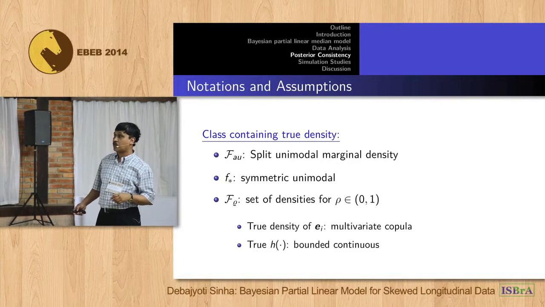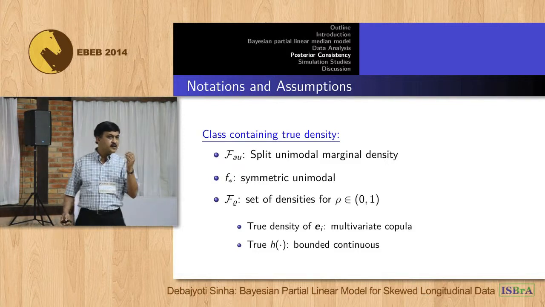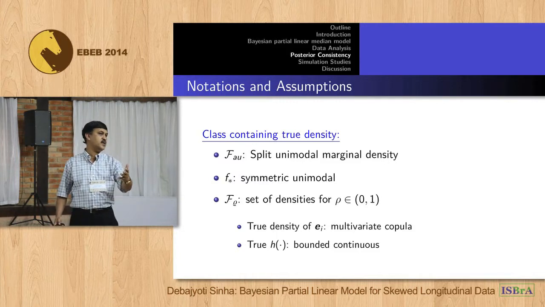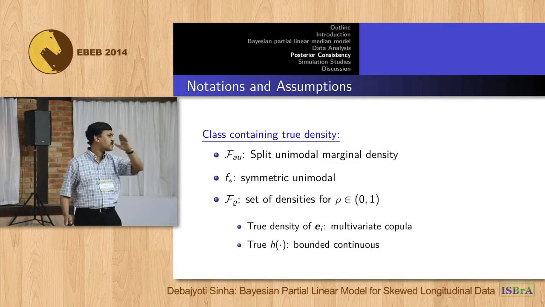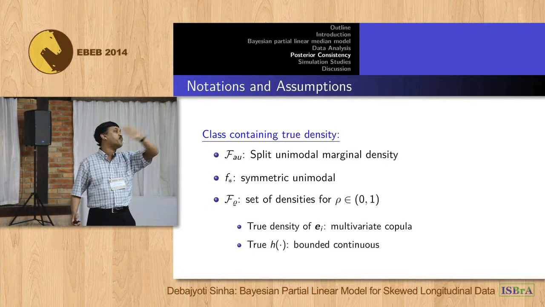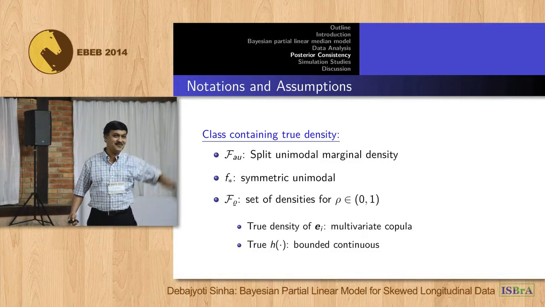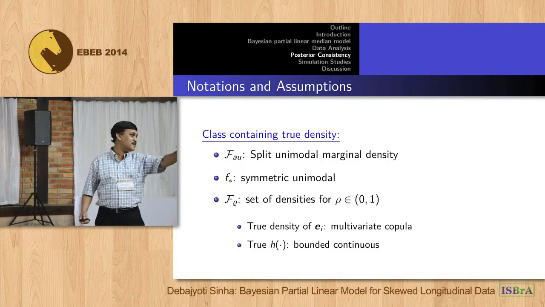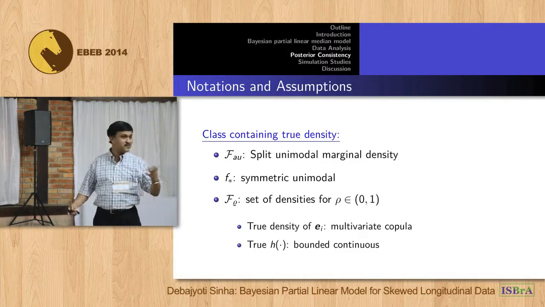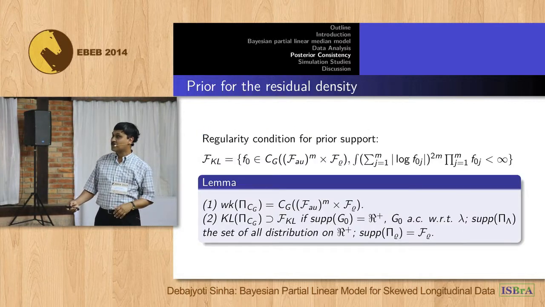And H dot, we assume to be bounded and continuous. We also assume that a priori we know the bound. We don't know the tight bound on H, but we have some idea, which is not an unreasonable assumption. We always know how big the effect of time could be at any time point. So you can put a prior that covers that bound, or at least has very negligible support outside the bound, because it doesn't make sense to put too much prior probability outside it. Don't worry about this, there's a bunch of lemmas.